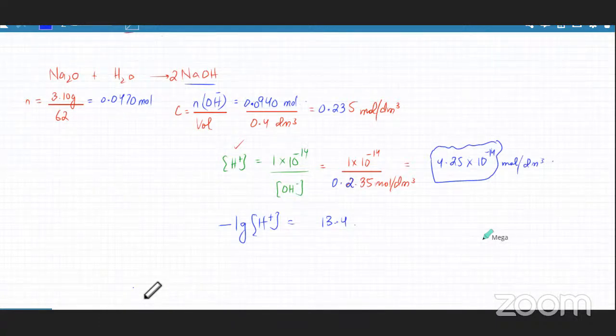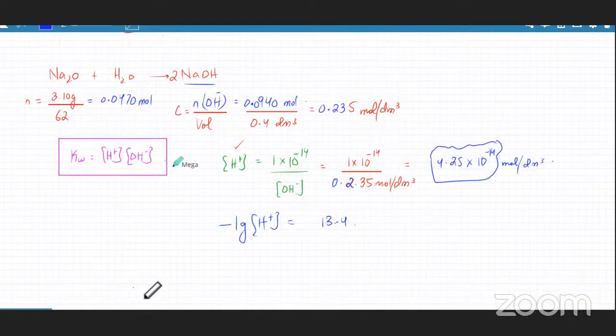Now the other way of doing this: there are two ways of finding H plus if you're given OH ions. One is Kw, which is H plus concentration into OH ion concentration. That's one way, and that's always equal to 1 times 10 power minus 14, especially under standard conditions. The other one, इसी की दूसरी form होती है, which is pH plus pOH is equal to 14. इसके अंदर बस आपने log लिया भाई. You take the negative log of this. So there's this second identity which can also be used.